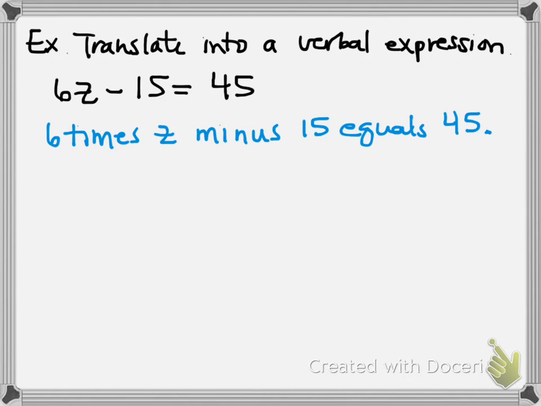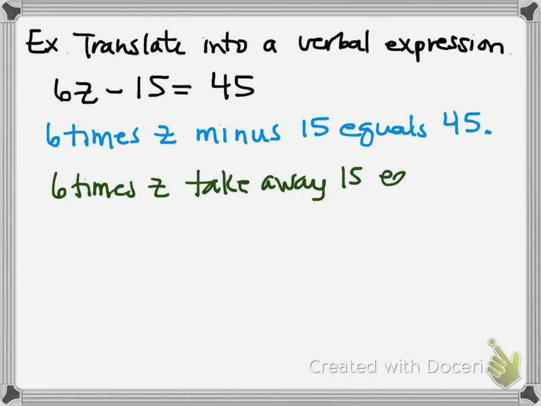Could somebody come up with a different way of translating this? Nico: 6 times z take away 15 equals 45. Michael, you got one too? 6 times a number. Well, they tell us what the number is, so we have to use z. I see where you were going on that one. You want to try again? Never mind.